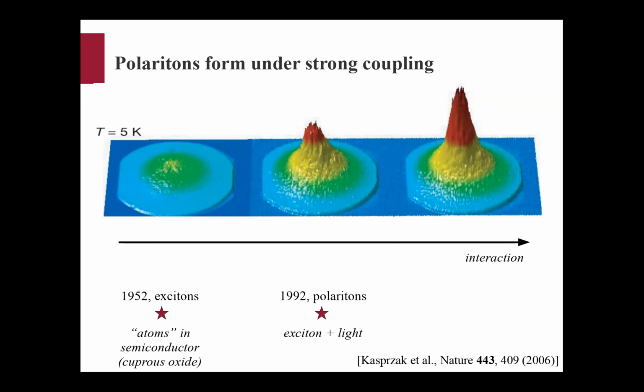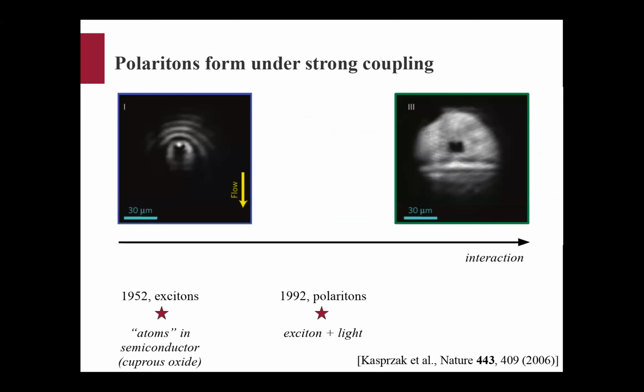So when you couple excitons strongly to light, you get these polaritons, mixed particles between an exciton and a photon. And what we see here is a non-equilibrium condensate. These polaritons go as you increase the density. My personal favorite of these experiments is this one, where you see a stream of polaritons coming down in the plane and hitting the defect.